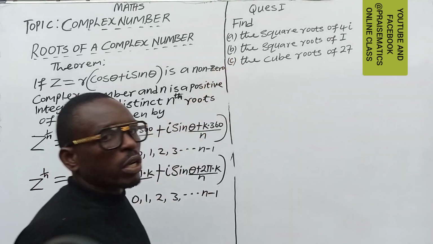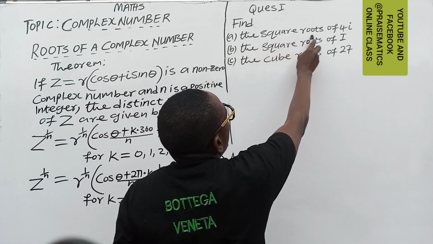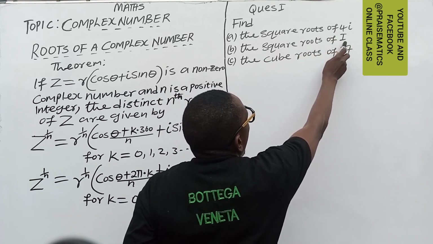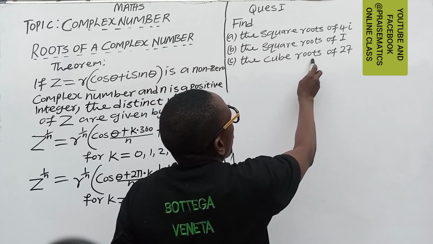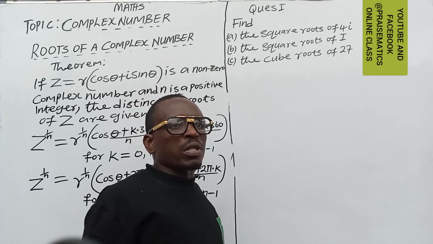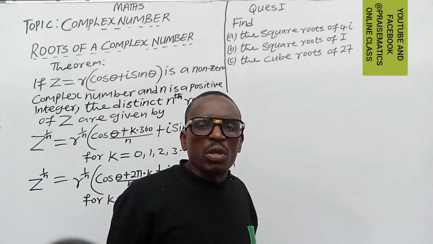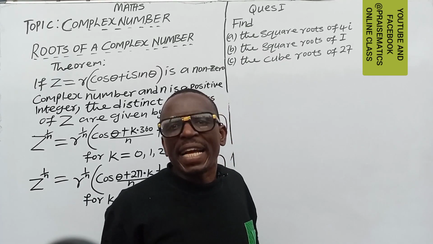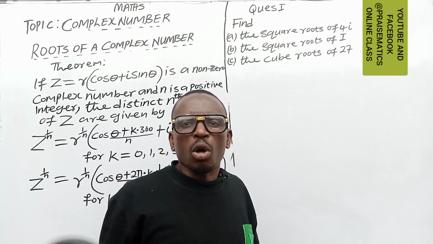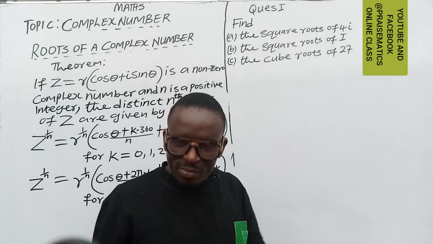Now let's see the question on the board. The question says find A, the square root of 4i. B, the square root of 1. C, the cube root of 27. Someone can say the fourth root of 3 plus 2i. Another person can say find the fifth root of 1 plus i. It depends how they ask the question, but you use the same methodology and the same steps in solving it. Did you get it? Thank you.